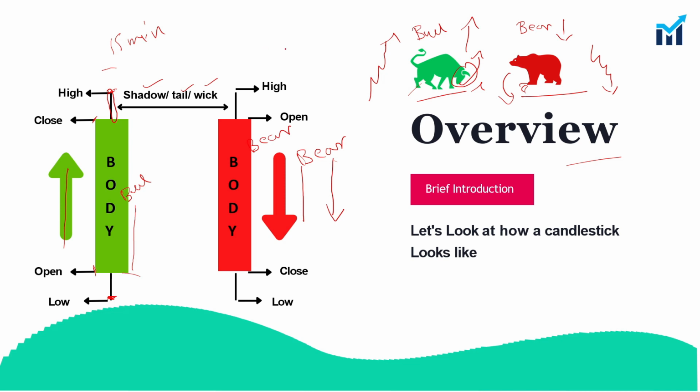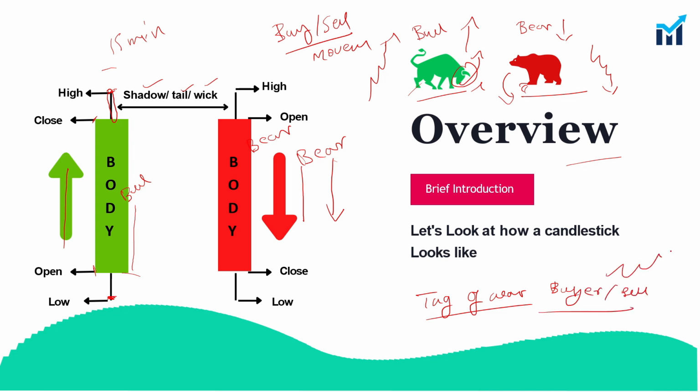Always remember one thing: any sort of market analysis requires buyers and sellers. Without buyers and sellers, there is no movement in the market. This is nothing but a tug of war between buyers and sellers. That is how price movement happens.